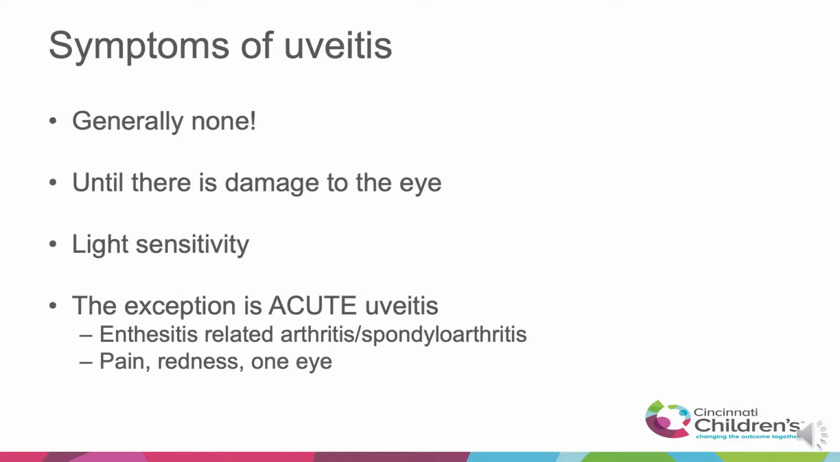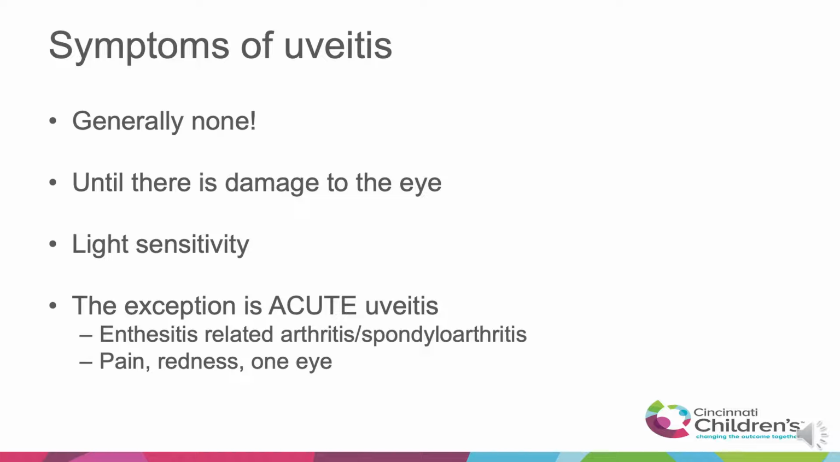So how do you know if your child has uveitis? Unfortunately, in most cases, a child won't have any symptoms, so they won't complain of blurry vision, eye pain, discharge, redness, really until there is damage to the eye. So there is a risk for permanent vision loss if uveitis is not detected or treated early.